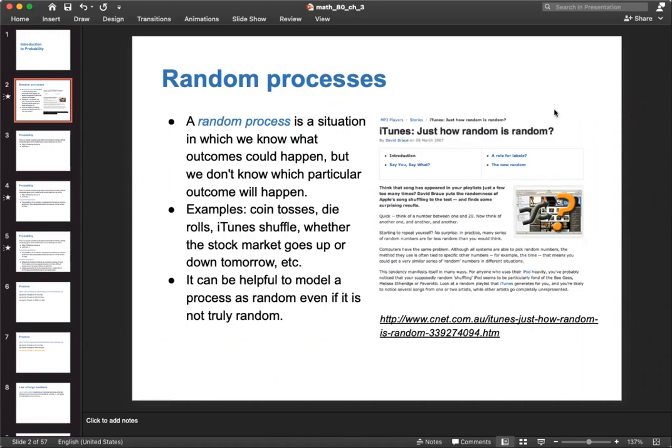So it could be a coin toss, rolling dice, iTunes shuffle, cryptocurrency prices, whether the price is going to go up or down on a given day, the stock market as well, right? Prices of individual stocks or securities, whether they're going to go up or not. And in general, you want to model these things utilizing random processes, and then use probability to describe the likelihood of a given event.